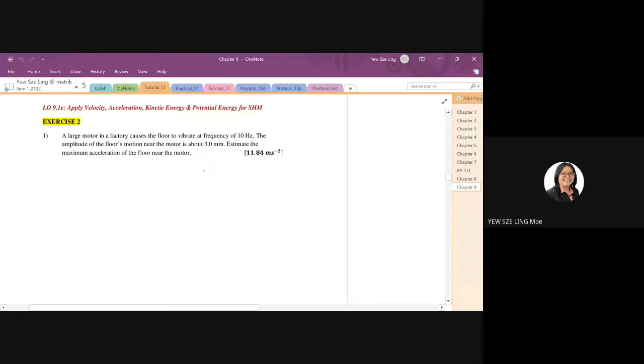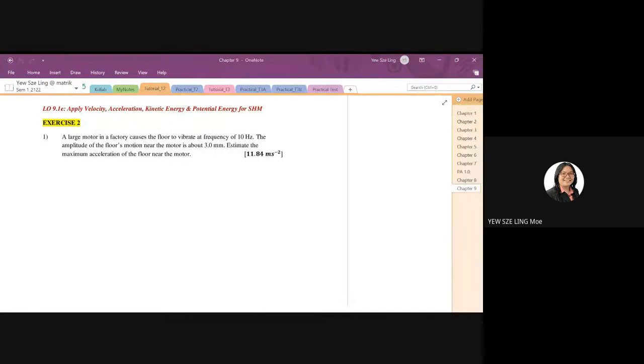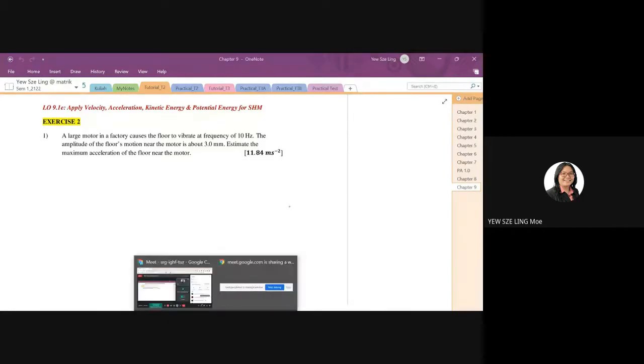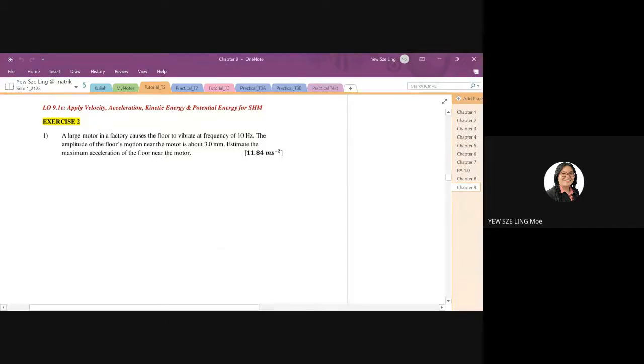Okay, so good morning all. Today we're going to continue with chapter 9. So we have seen how to derive the equations in our previous class. So today we're going to continue with exercise 2, to see how to apply the equations that we derived last week. So let's see now. Exercise 2, question 1.